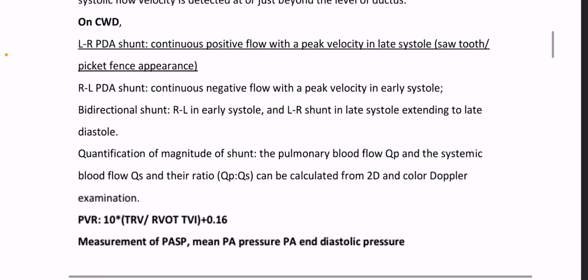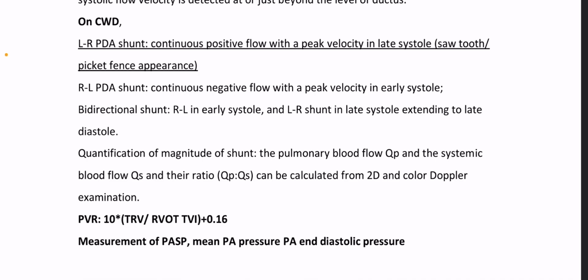On continuous wave Doppler, left to right PDA shunt, continuous positive flow with a peak velocity in late systole, sawtooth or picket fence appearance, sawtooth pattern. Right to left PDA, continuous negative flow with a peak velocity in early systole, bidirectional shunt, right to left in early systole and left to right shunt in late systole extending to late diastole.